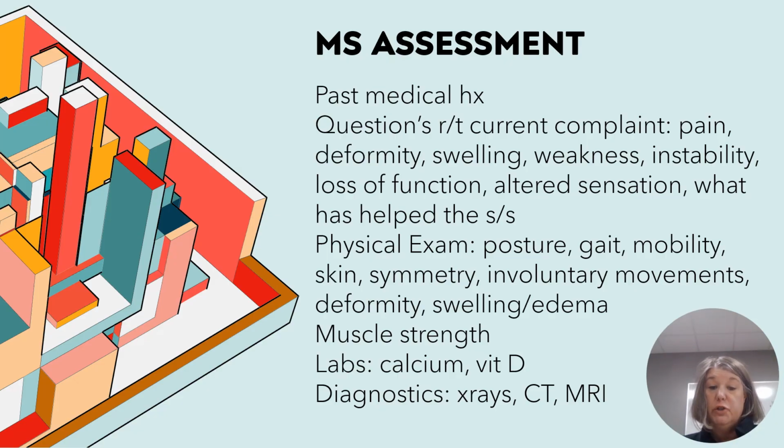All right, so musculoskeletal assessment. We're going to start with the past medical history, right? Simply because past medical history can have implications for current injury or disease. For example, a shoulder dislocation in the past may predispose a person to future dislocations, right? So an injury that you had a while ago, unfortunately, can rear its ugly head again, right?